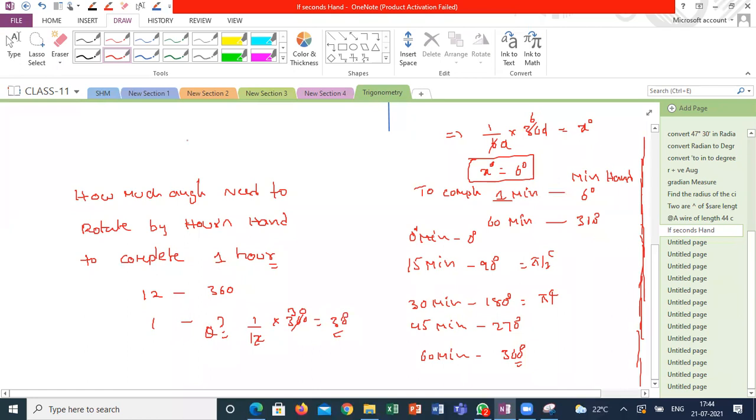Or you can do it like this. For 3 hours, it will take 90 degrees. For 1 hour, it will take 30 degrees. Am I right or wrong? If the hour hand is like this at 12, and this is 1, this is 2, this is 3. The 3 is exactly at 90 degrees. So it is equally divided into 3 angles, 30 degrees, 30 degrees, and 30 degrees. For half an hour, to complete 30 minutes, it will rotate 15 degrees.